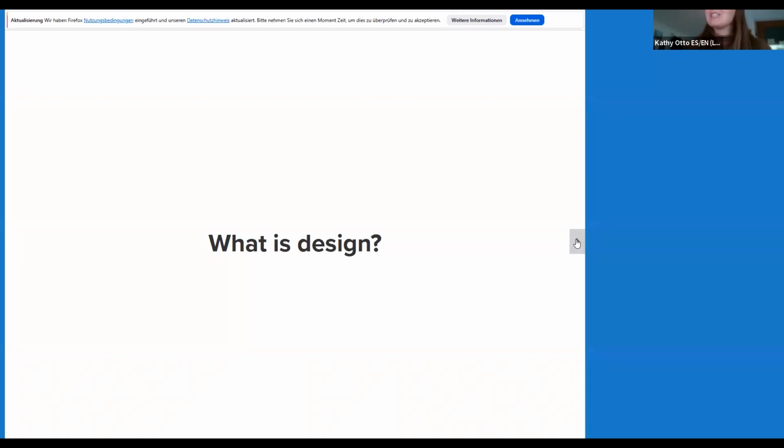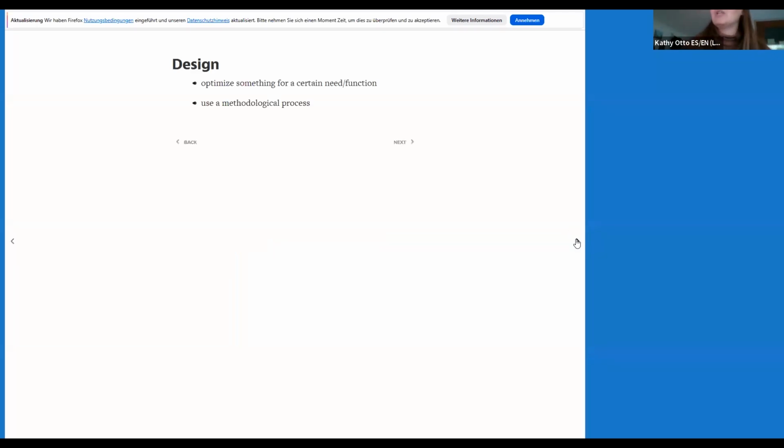But what is the focus? What is the center point when we talk about design? You will see why this is such a simple presentation in a minute. Design is usually about optimization. Optimization for a need or function you have. So if you do graphic design, you optimize for readability and to get your message across.